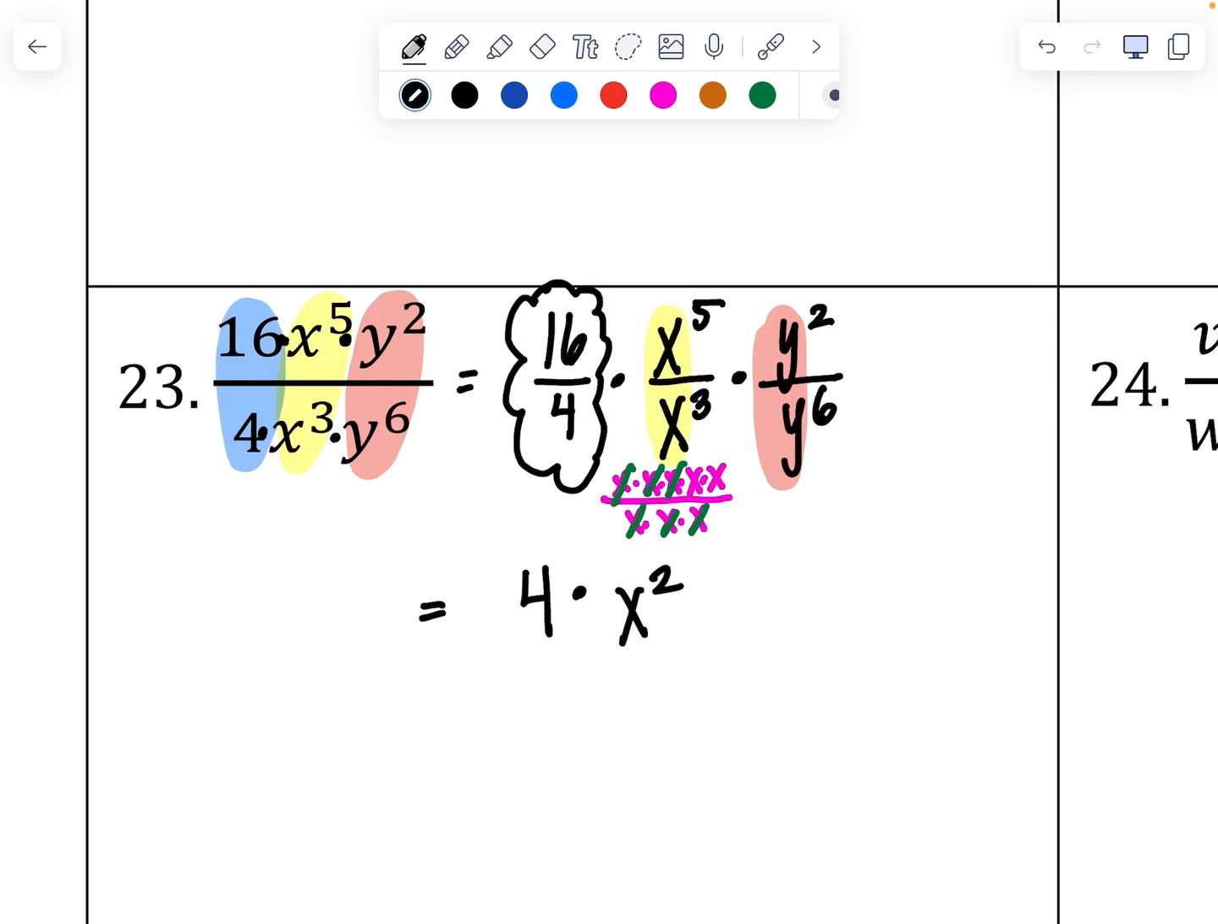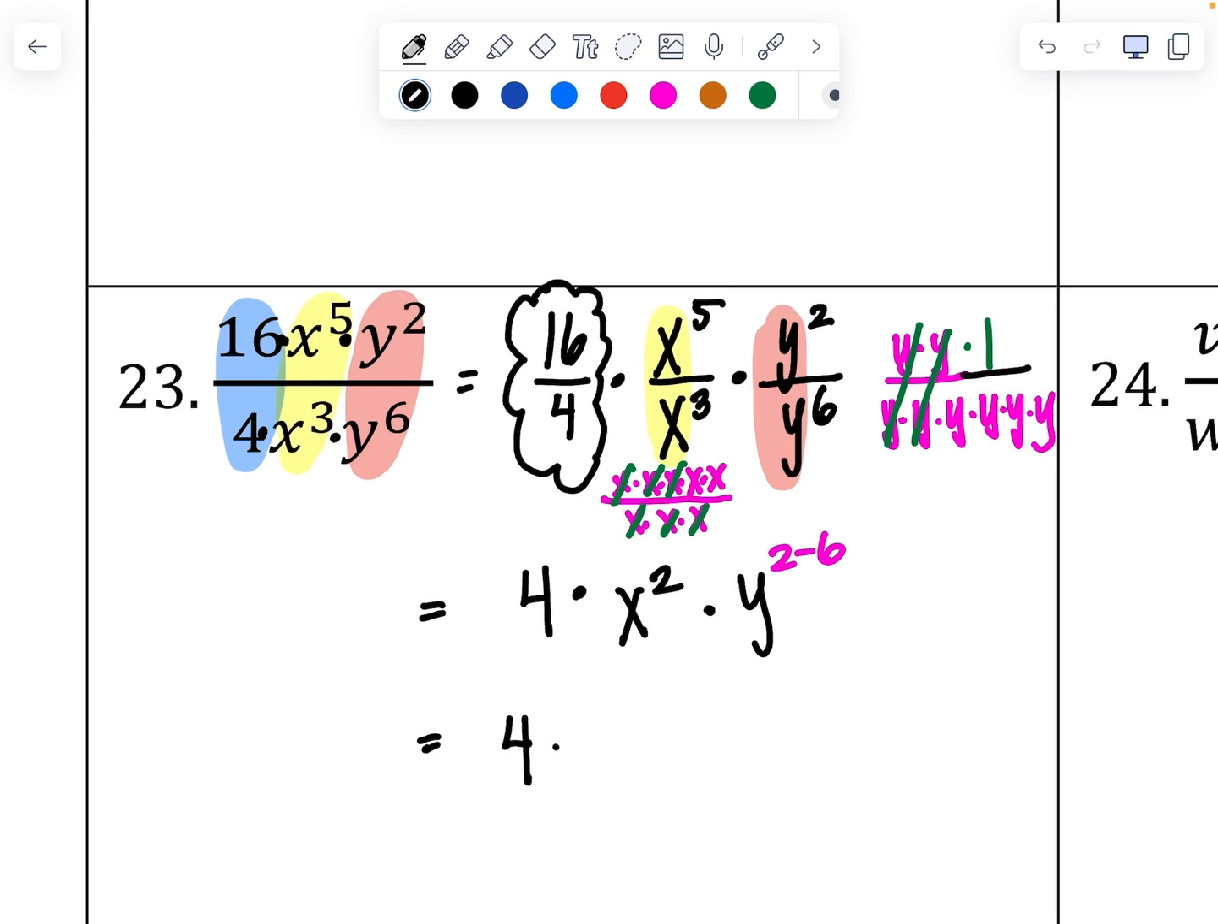Now what about y to the power of 2 over y to the power of 6? Yeah, you can do it the long way, right? And you say, okay, that's one whole, that's one whole. So I'm just left with 1 on top over 1... So you could either do the subtraction, so 2 minus 6, that's usually what I do. 4 times x squared times y to the negative 4.